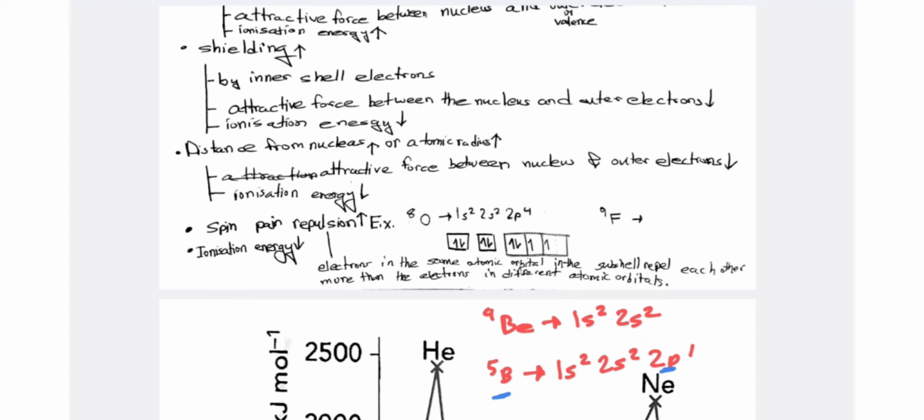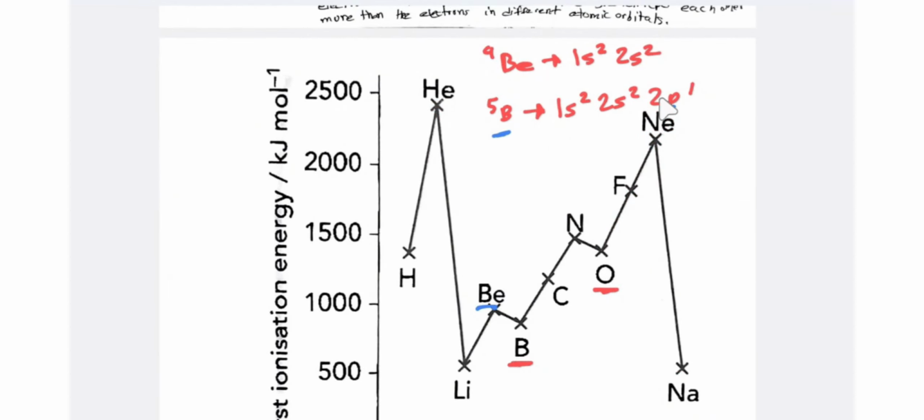So for boron, the distance from the nucleus of the valence electron increases by a slight amount. Since the distance increases, the attractive force decreases and the ionization energy decreases by a little amount. But since it is 2s and 2p, there is only a slight decrease.